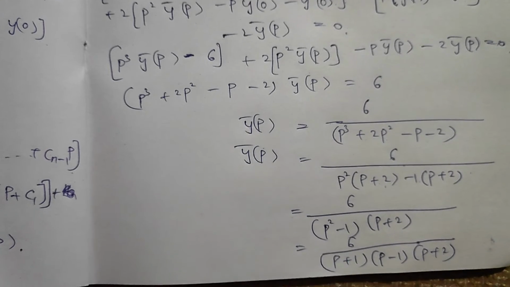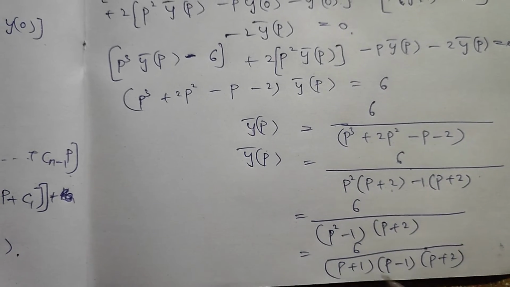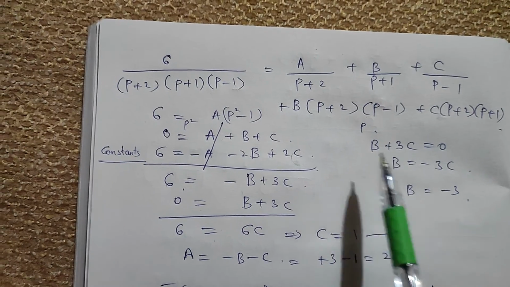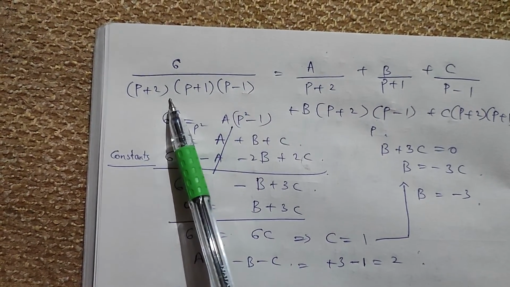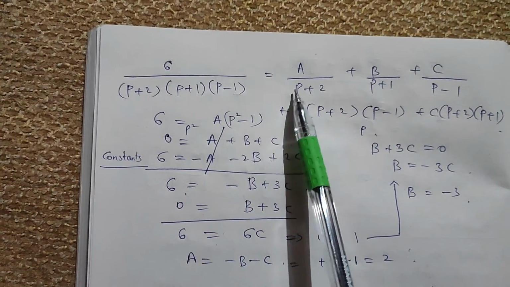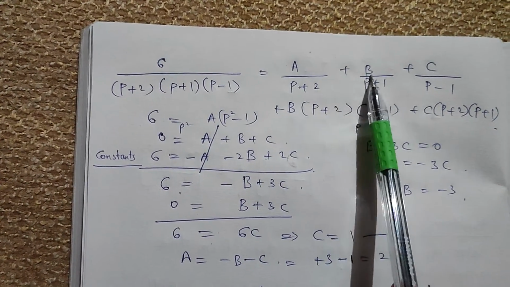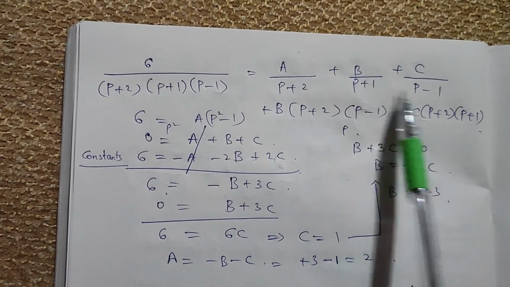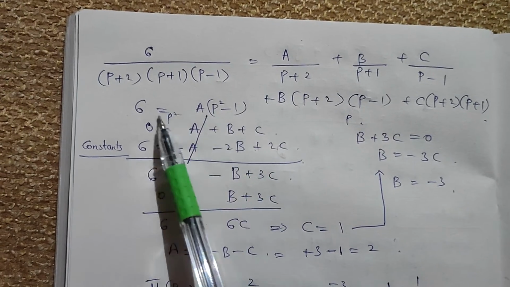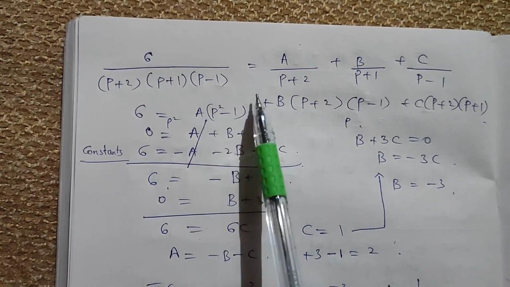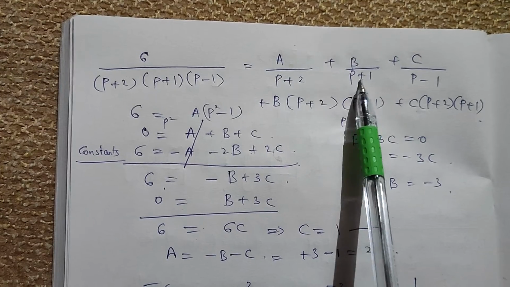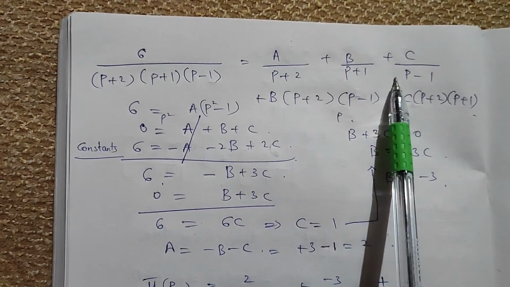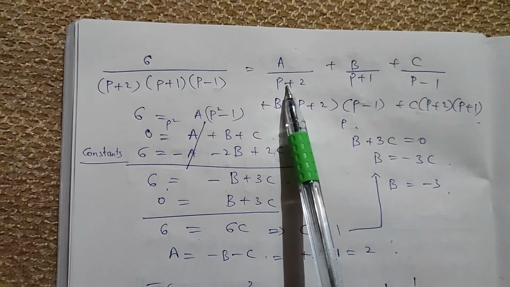So after that, this is a partial fraction. Now this you can directly resolve as partial fractions. Let's do this. So 6 divided by p plus 2 into p plus 1 into p minus 1 is equal to a divided by p plus 2 plus b divided by p plus 1 plus c divided by p minus 1. So now you have three different denominators. So now take 6 is equal to a into p plus 1 into p minus 1 plus b into p plus 2 into p minus 1 plus c into p plus 2 into p plus 1.